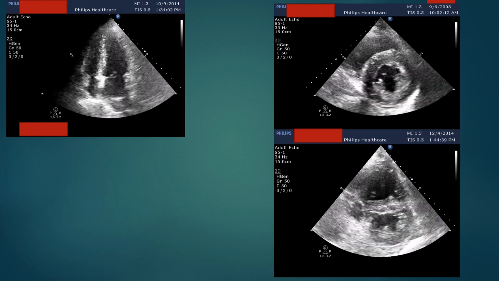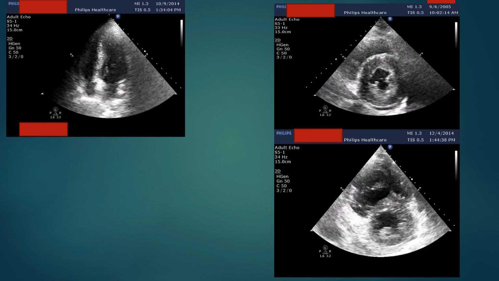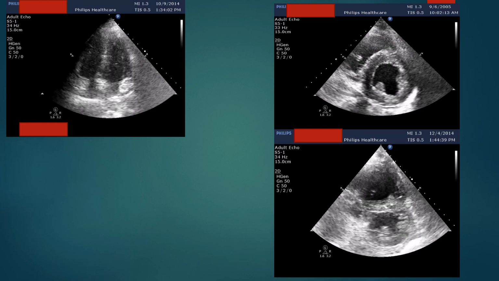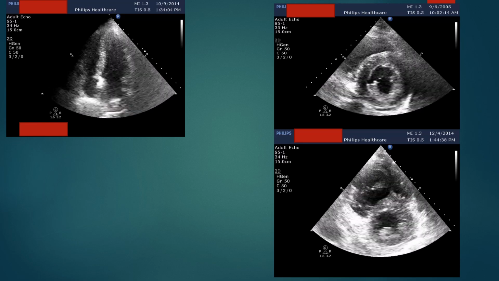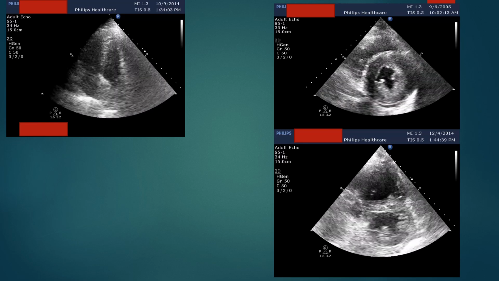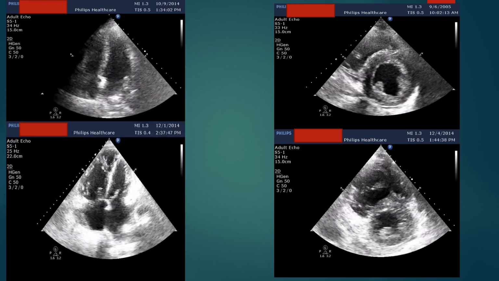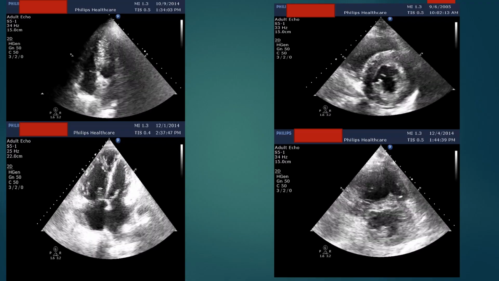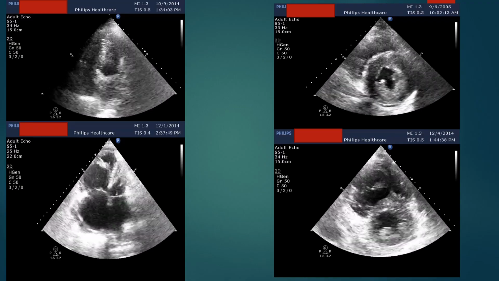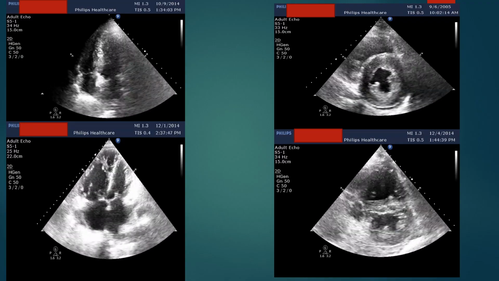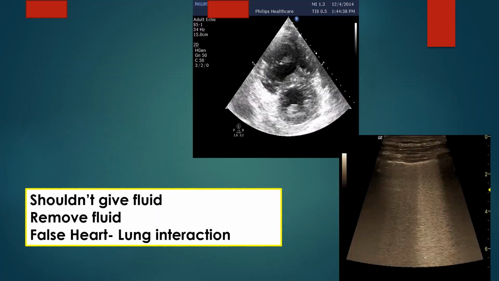hypervolemic. A big and very evident sign of hypervolemia is RV dilation and flattening of the interventricular septum, the septum pushed with every systole toward the LV instead of going to the RV. This indicates that the RV is under pressure, and you should not give IV fluid to any patient whose RV is dilated and under either volume or pressure overload. This is very, very important.